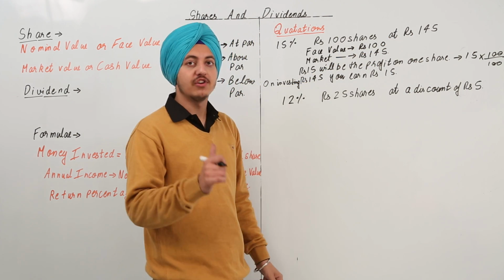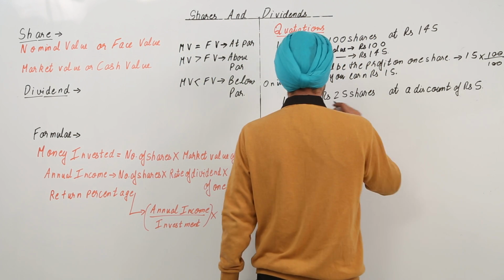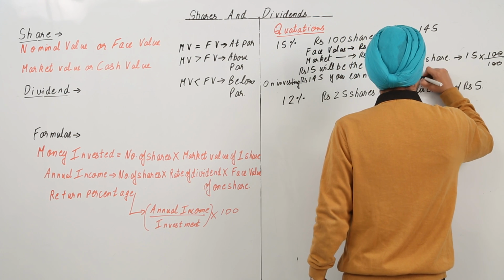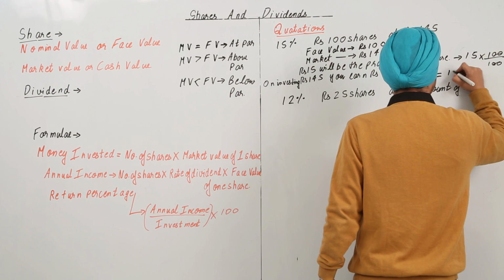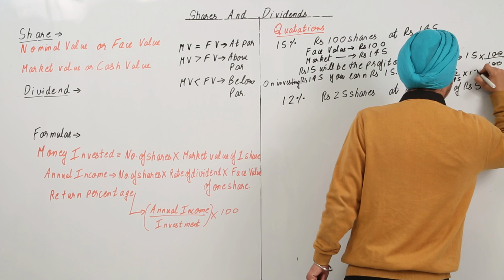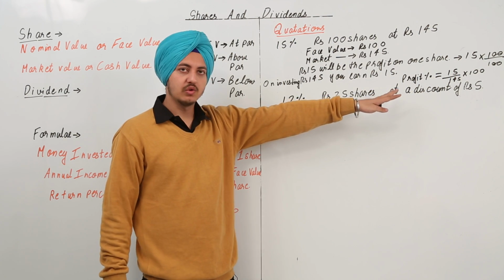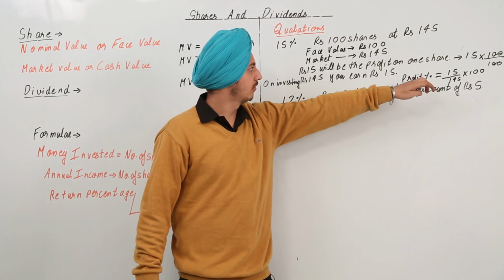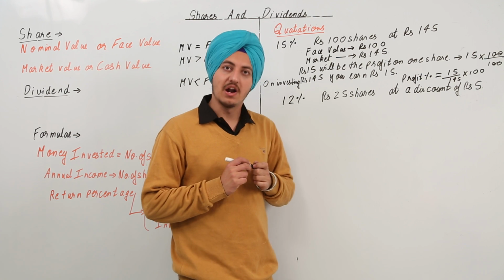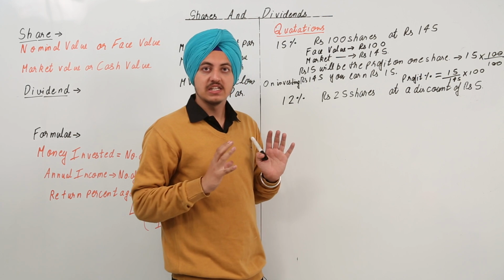So what is the profit percentage? It is equal to 15 upon 145 into 100, which is going to be less than 15%. I am not going to do the calculations. Profit percentage will be equal to 15 upon 145 into 100. This is how basically a share is held.